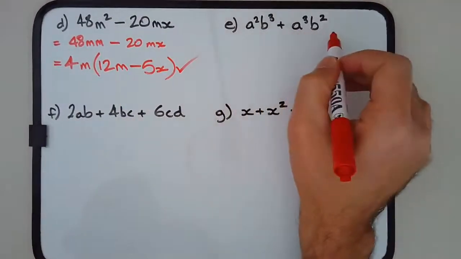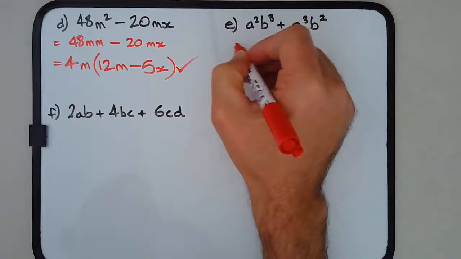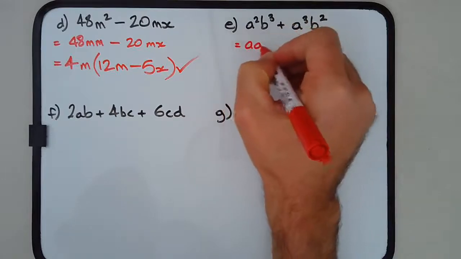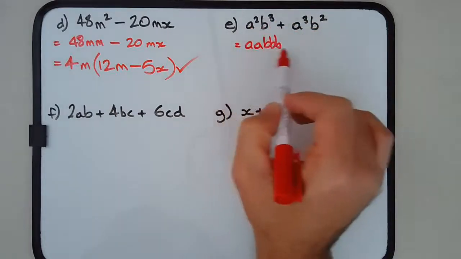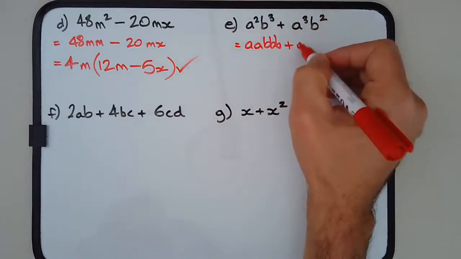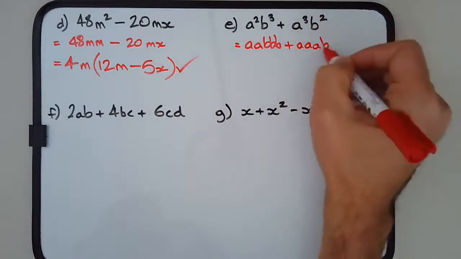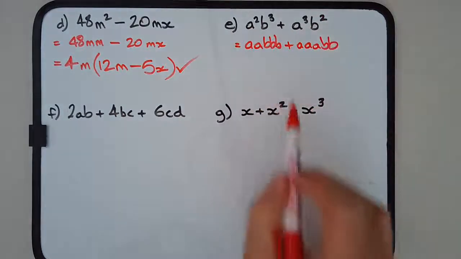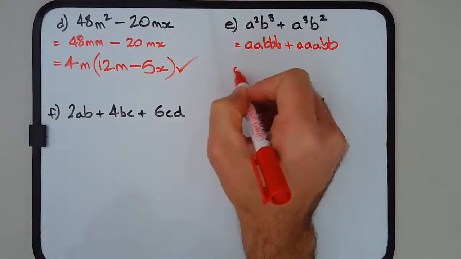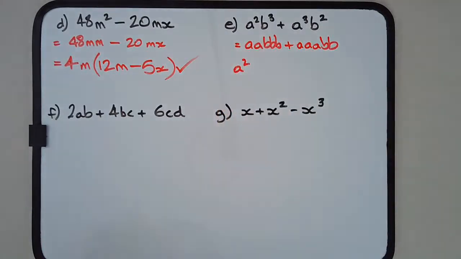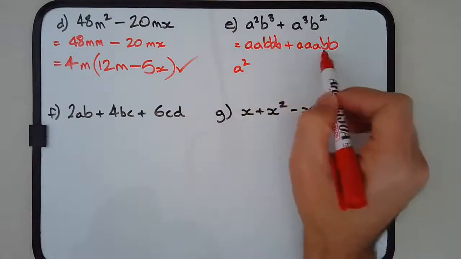A squared b cubed, b squared. Now what's that the same as? Again, you don't have to do this, but I'm just going to do it for the sake of the demonstration. A squared is AA, B cubed is BBB. A cubed, there's 3 A's. B squared, 2 B's. What's in common? I've got 2 A's here, 2 A's there. So I can take out an A squared. Remember, AA is the same as A squared. You've got a BB there and a BB there.